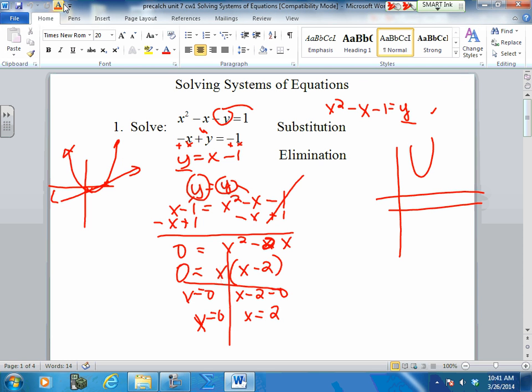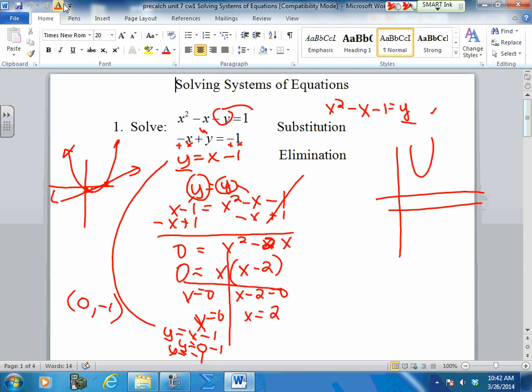We can see it's probably crossing there and right around the 2 somewhere, but you've got to find its y. So we bring this down and we substitute in. We substitute your 0 in, and we get y equals -1. So here's one of our solutions. And I'm going to have you check this on your calculator in a minute.